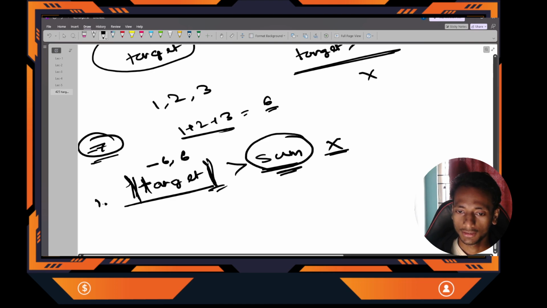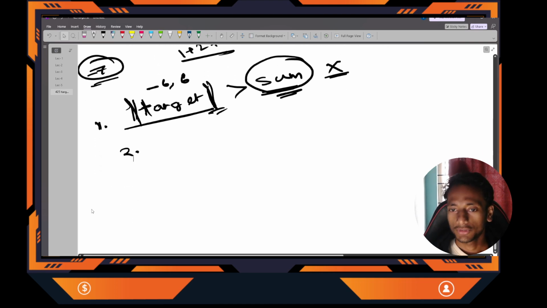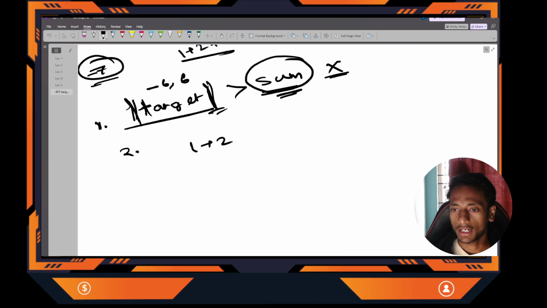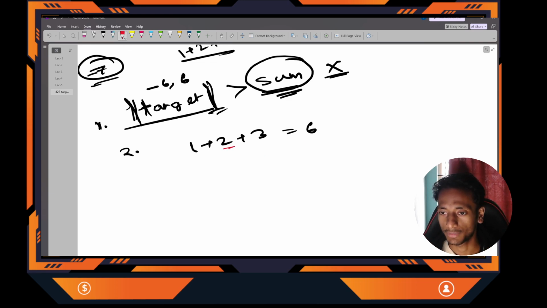This is one condition. Any other condition? Yes, let's see one observation. Suppose here you can see that our array sum is 6. Okay. Suppose I convert any number to negative, suppose I have converted this +2 to -2. Previously it was +2 and now it is -2. So our sum will change to what? It will be subtracted by 2 into 2.